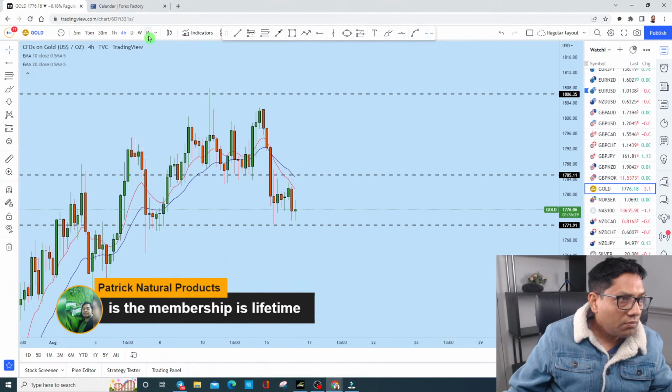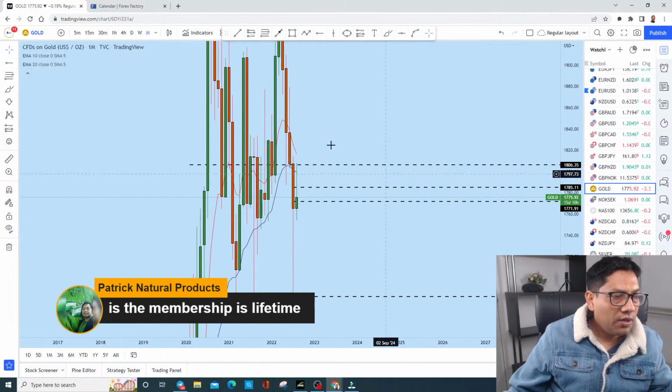Firstly, look at the monthly. We have seen that this is a bearish market, but you know that it will not come like that in one day.